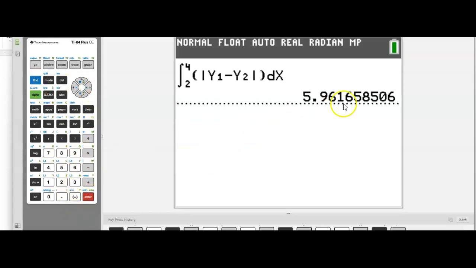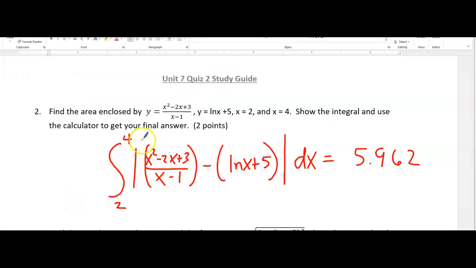And I get 5.961. And we're going to round this 1 up to a 2 because the number after it is bigger than 5. All right, so notice I put absolute value bars because I wasn't really paying attention to which one was on top. Also, I have my limits here, 2 to 4. Notice that I put one function in parentheses and the other function in parentheses.